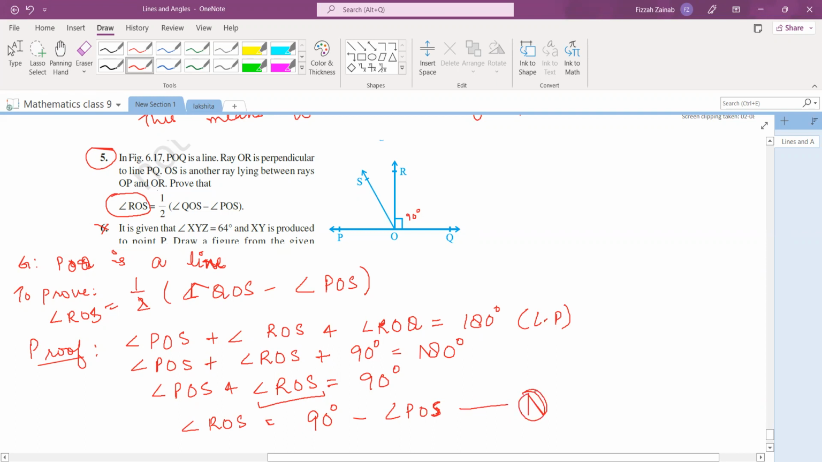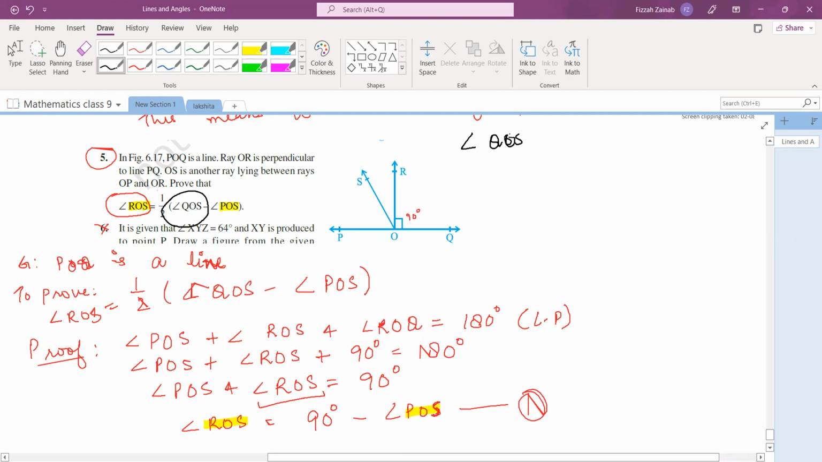Now you compare this equation number 1 with what you have to prove. Look here, I have angle ROS, right? Angle POS, so I have angle POS. Only this QOS is remaining, right? So somehow I have to introduce this QOS. Okay, so let me try to find the value of this QOS.